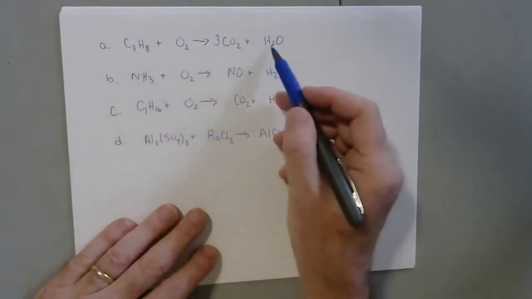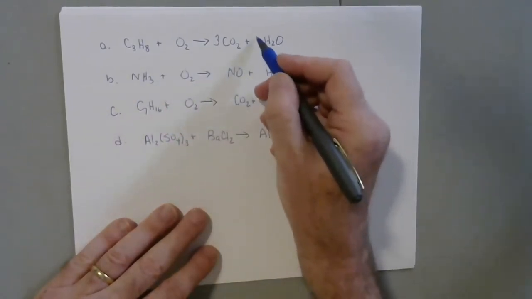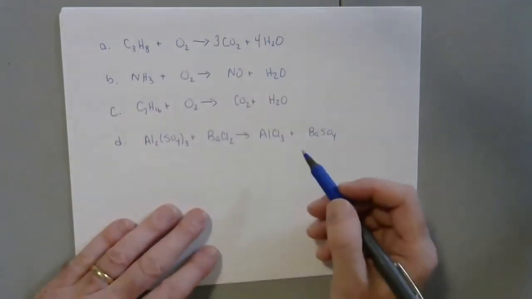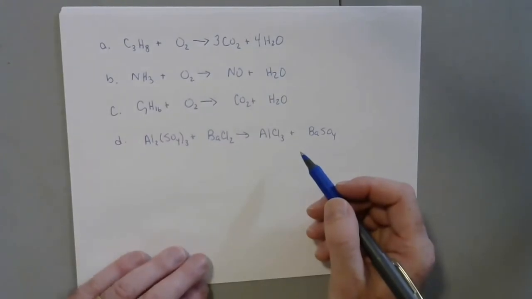8, and so what do I need to get 8? I'm going to put a 4 there to balance that. 4 times 2 is 8. So now everything is balanced except for the oxygen.